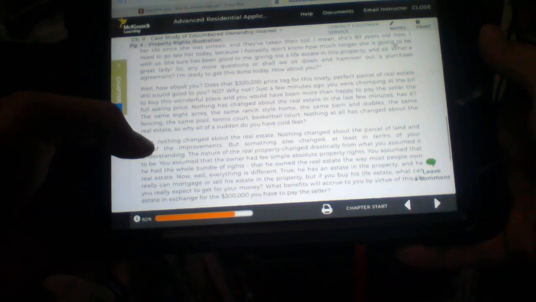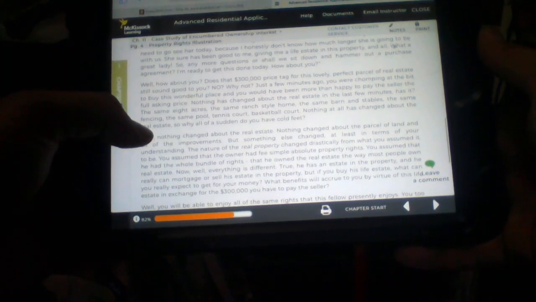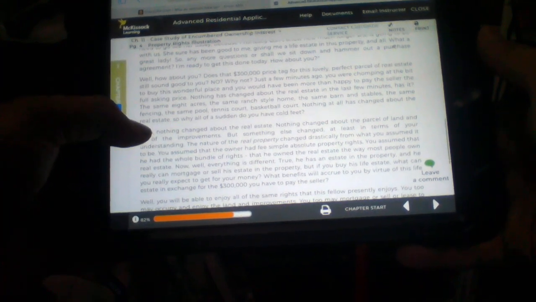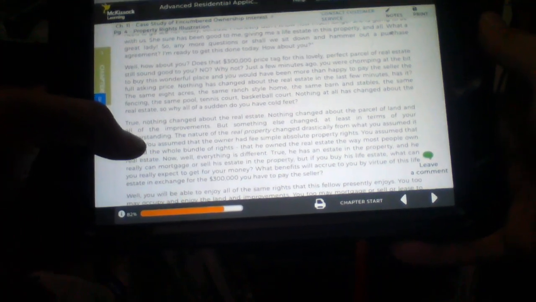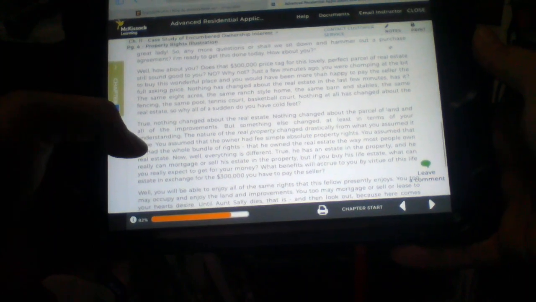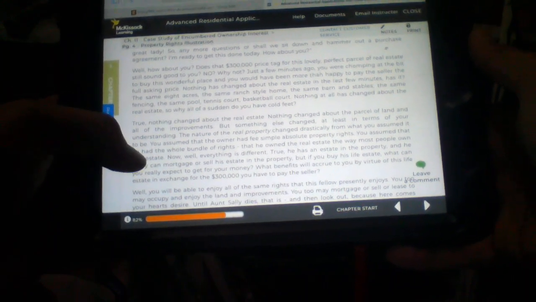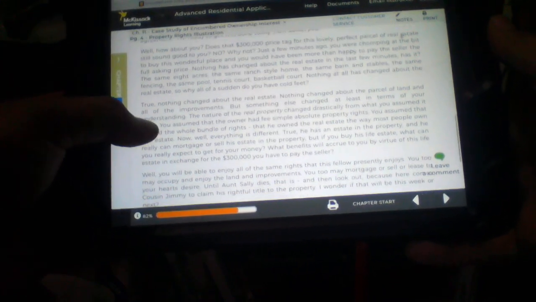"I mean, she's 89 years old now. I need to go see her today because I honestly don't know how much longer she is going to be with us. She sure has been good to me, giving me a life estate in this property and all. What a great lady. So, any more questions, or shall we sit down and hammer out a purchase agreement? I'm ready to get this done today. How about you?"